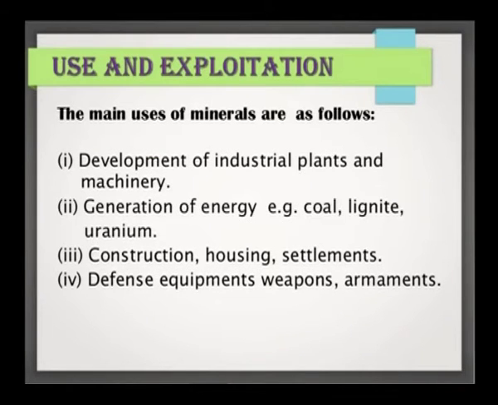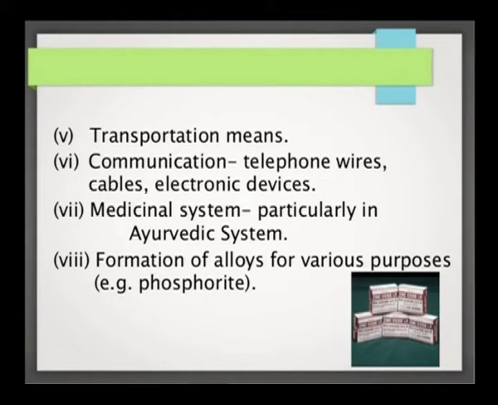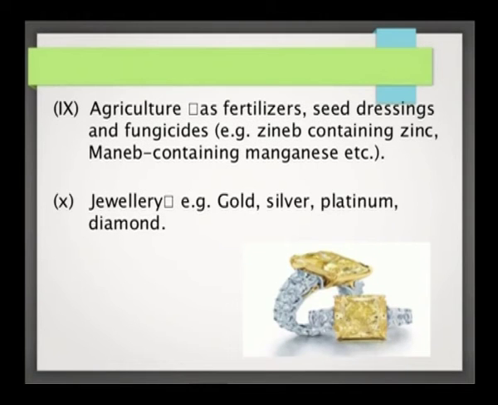Use and exploitation. The main uses of minerals are as follows. First, you have the development of industrial plants and machinery. Second, generation of energy, that is, coal, lignite or nuclear uranium energy. Construction, housing, settlements, defense equipment, weapons, armaments. So, these are the main uses of minerals. Then you have ancillary things: transportation, communication like telephone wires, cables, electronic devices, the medicinal system, particularly the Ayurvedic system, formation of alloys for various purposes, for example phosphorite. Agriculture, such as fertilizers, seed dressings, fungicides like zineb containing zinc and maneb containing manganese, etc. Jewelry: gold, silver, platinum and diamond.